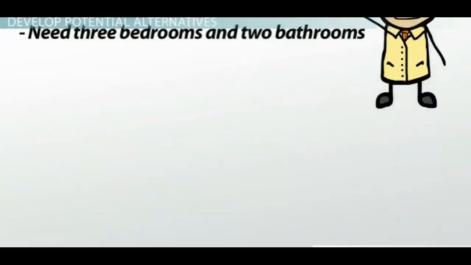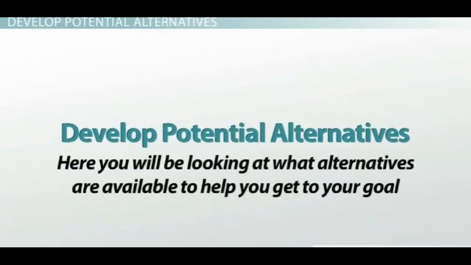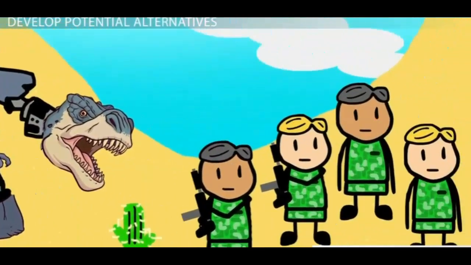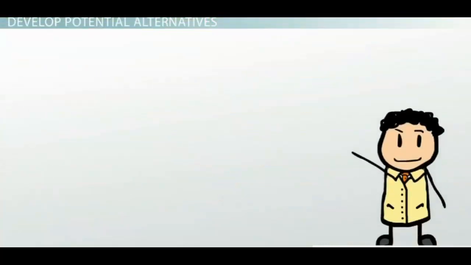Now that we have the limiting factors, we have to develop potential alternatives. Here you will be looking at what alternatives are available to help you get to your goal. Since we know our limiting factors, we can now develop alternatives to help us address those factors and help us with our problem. For example, we could review the following potential alternatives.